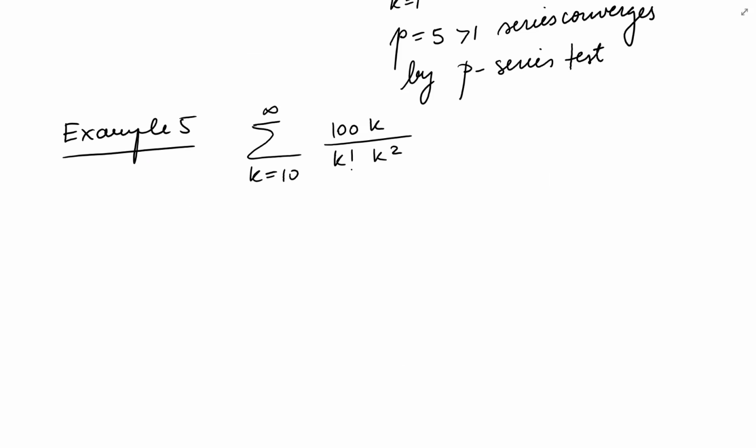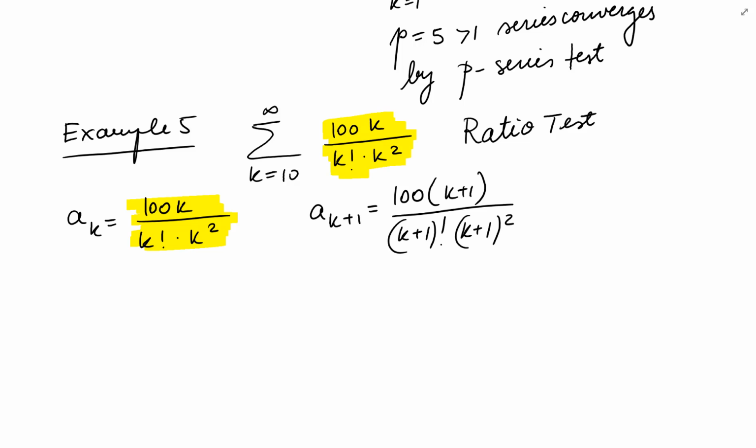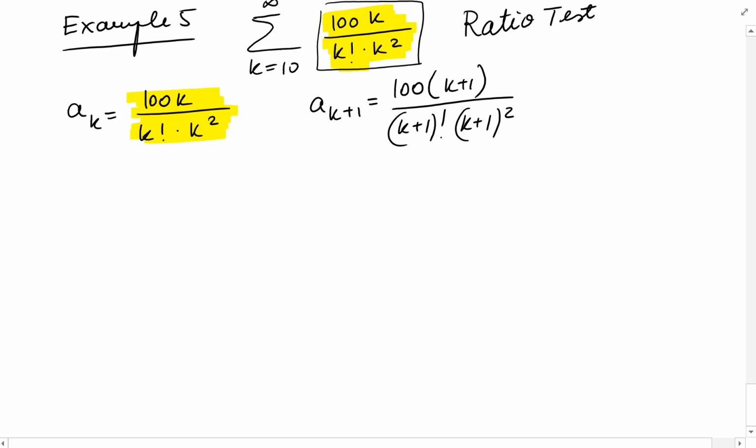Let's try example 5. The sum as k equals 10 to infinity of 100k over k factorial times k squared. Again, when this term shows up, this factor k factorial, the first try that you should give it should be the ratio test. So we write out a sub k, which is exactly the term after the summation sign, and a sub k plus 1, which means everywhere you see k, you should put k plus 1. So let's do the ratio test now.